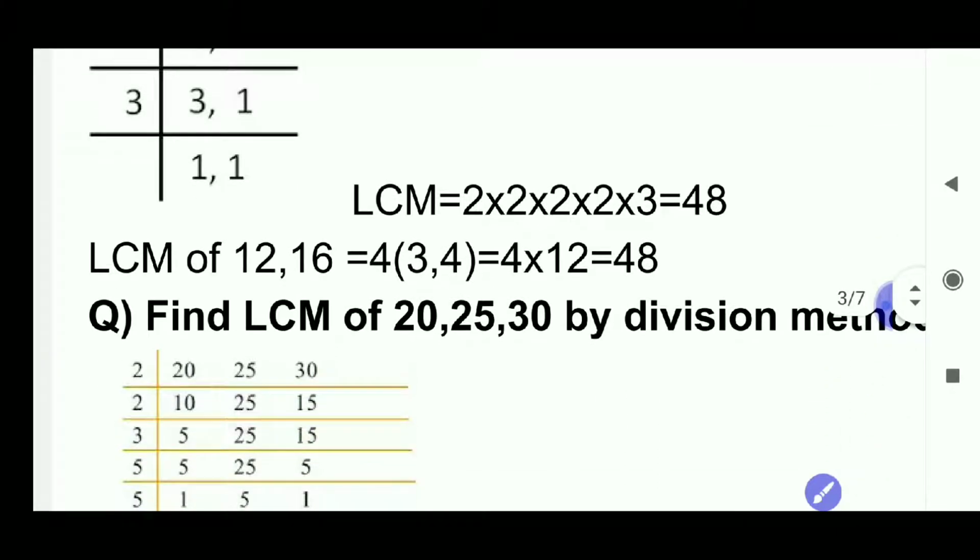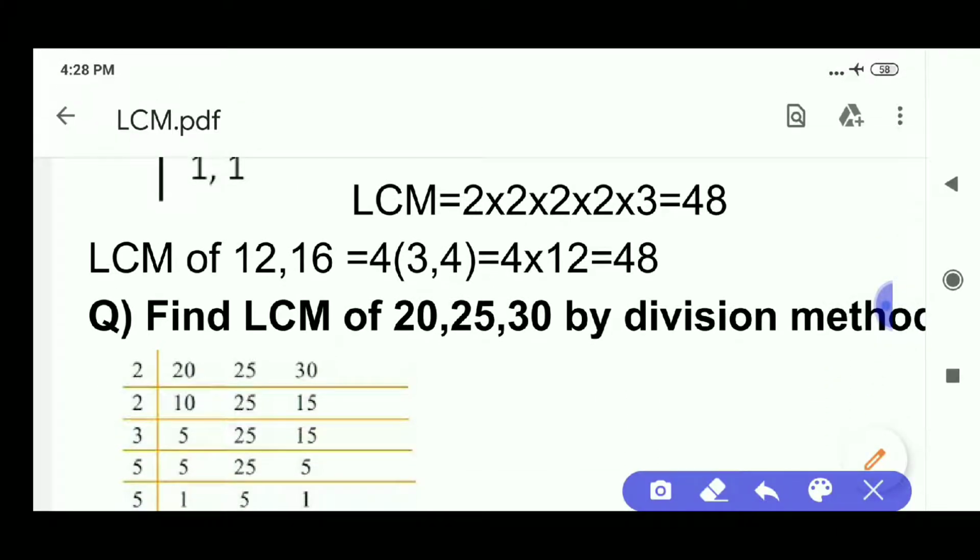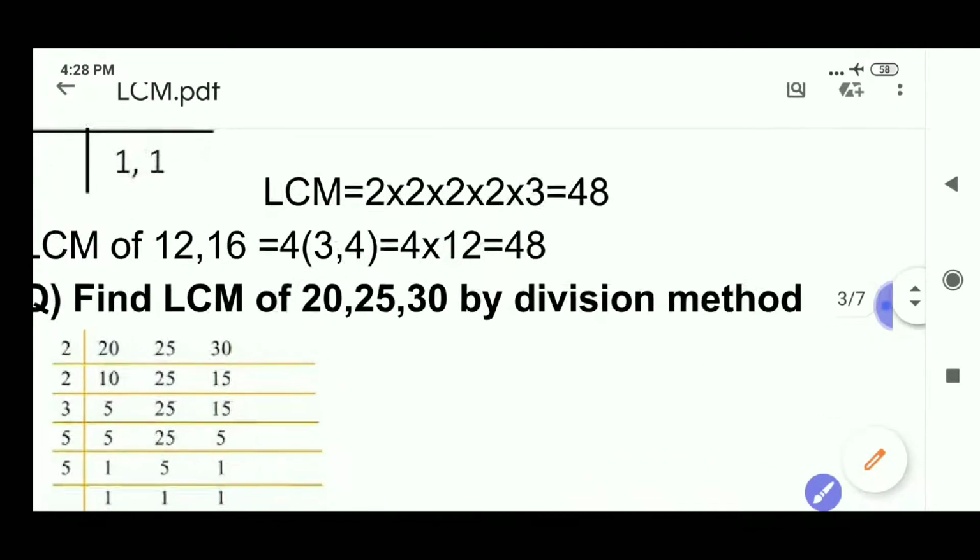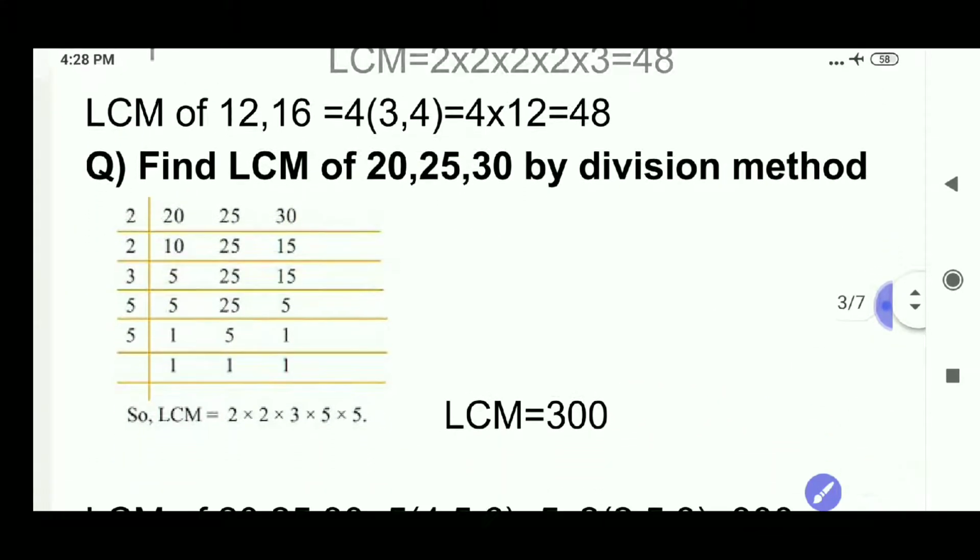LCM in another style. LCM of 12, 16. Both are divisible by 4. So write 4 into (3, 4). Observe here, co-prime numbers. So multiply simply. 4 into 3 into 4 is 12. 4 into 12 is 48. Finished. Now let us solve one more question.